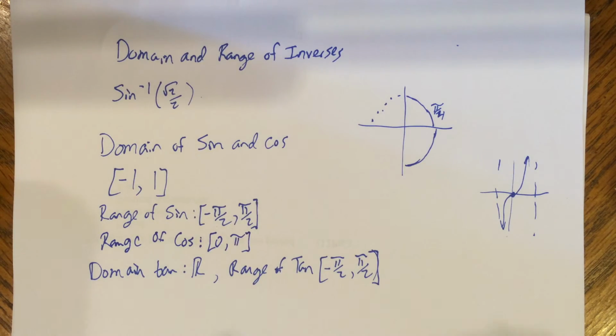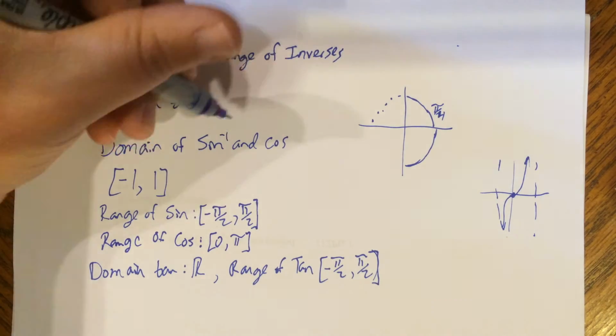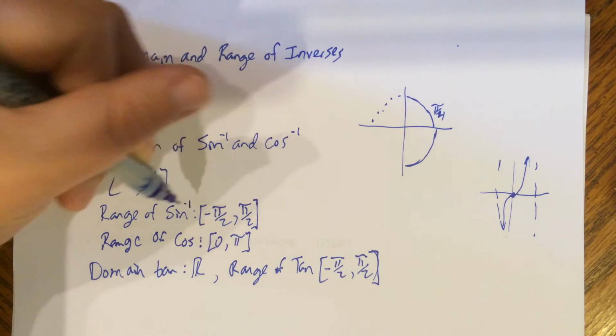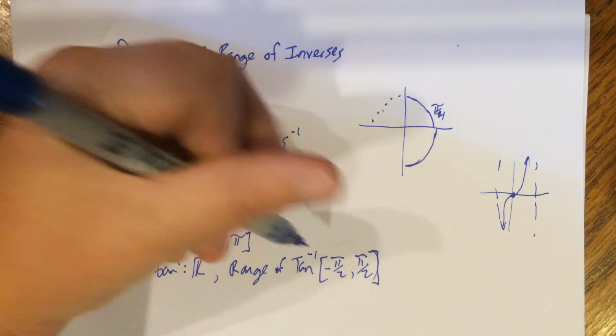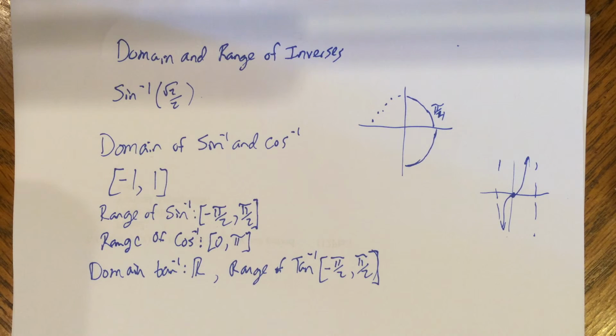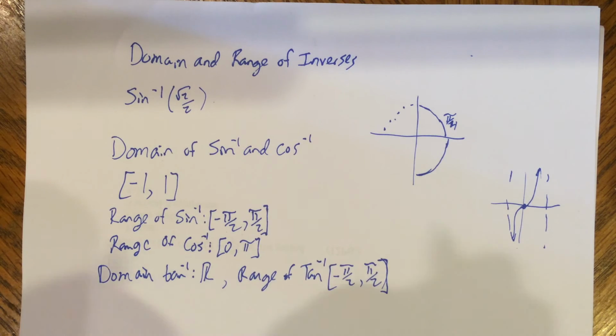So my answers out of my inverses, and all these are inverses, so this is the range of cosine inverse, range of tan inverse, and so forth. My possible answers out of an inverse have to be between those ranges. My inputs for sine and cosine have to be between negative 1 and 1. Okay, we'll do a few more examples.